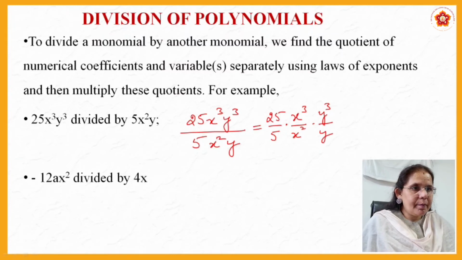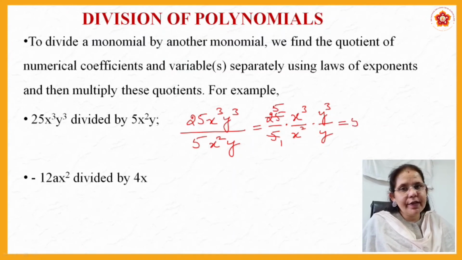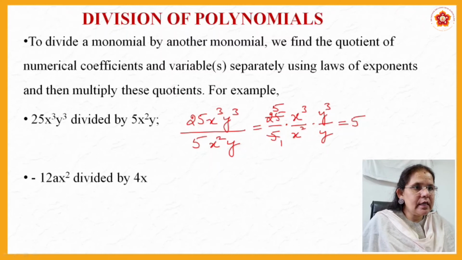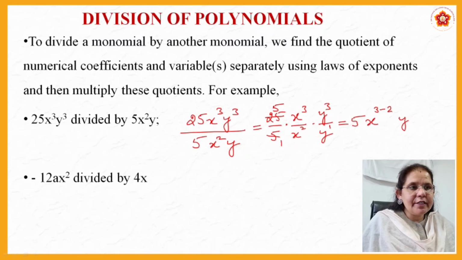When we divide them, this will be cancelled. So we have 5 left here. And just see x cube divided by x square. Base is same. And when base is same, powers get subtracted. Same thing in the third one. Base is same, which is y. Power is 3 in the numerator and 1 in the denominator. It is 3 minus 1.